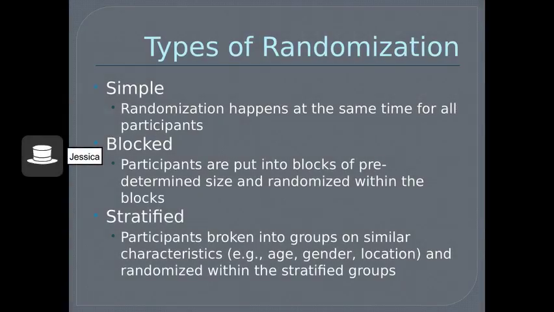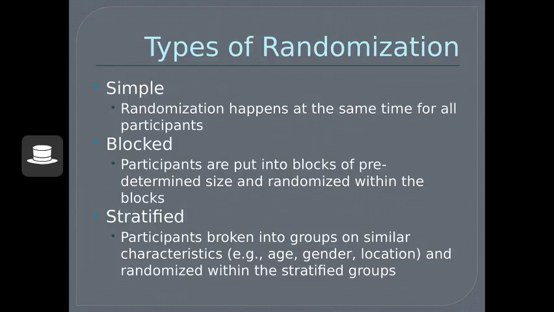All right, so now we're going to talk about a few different types of randomization, or different randomization strategies, that might be used and that you might see in the studies. First is simple randomization, and that's just when the randomization happens at the same time for all participants. And so you wait till you recruit all participants in the study, and then you do something like flipping a coin or using a random number generator to figure out which group each participant is going to go in.